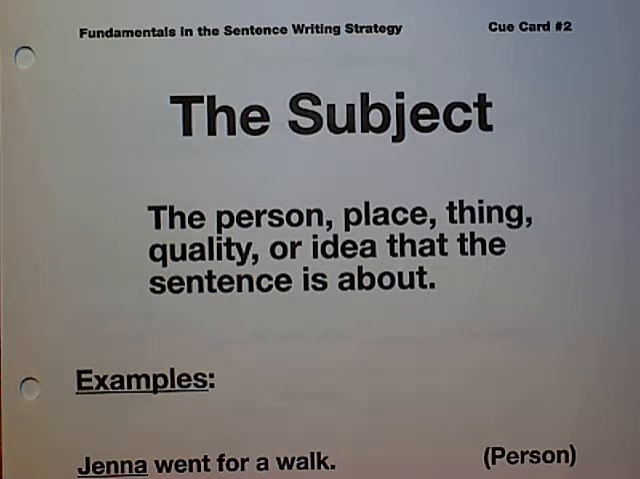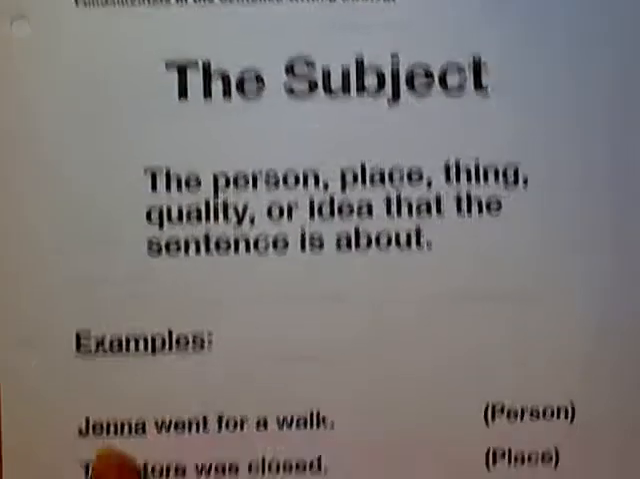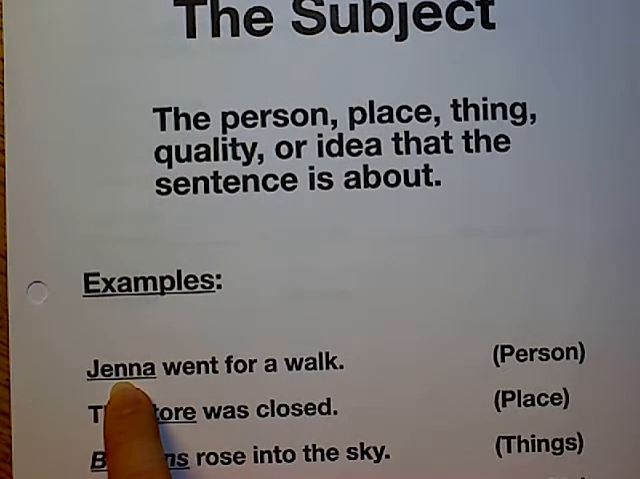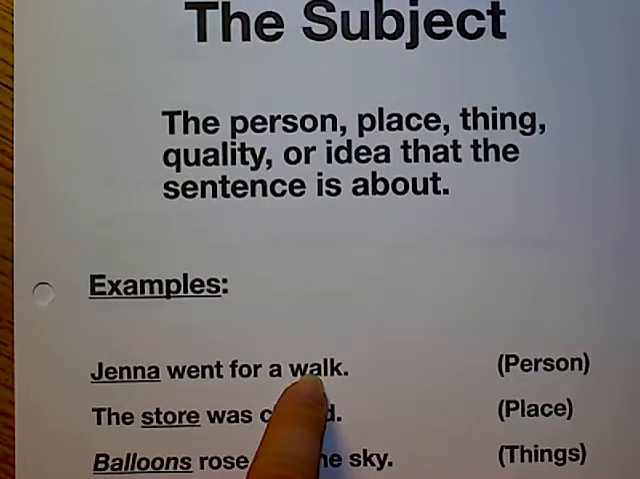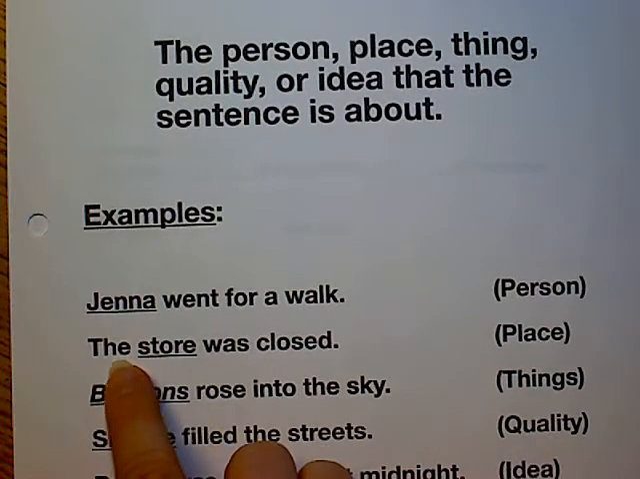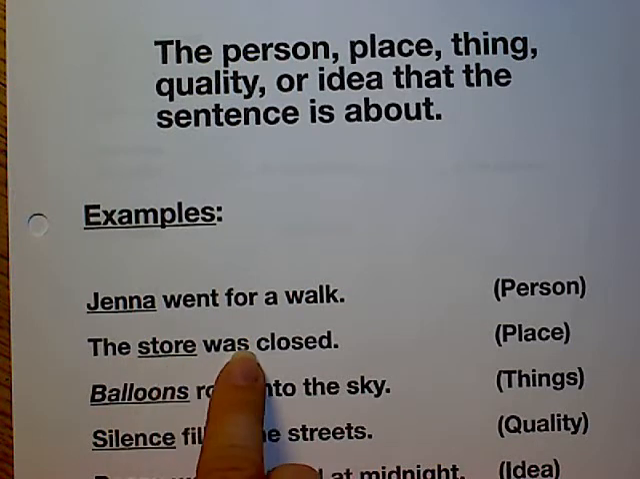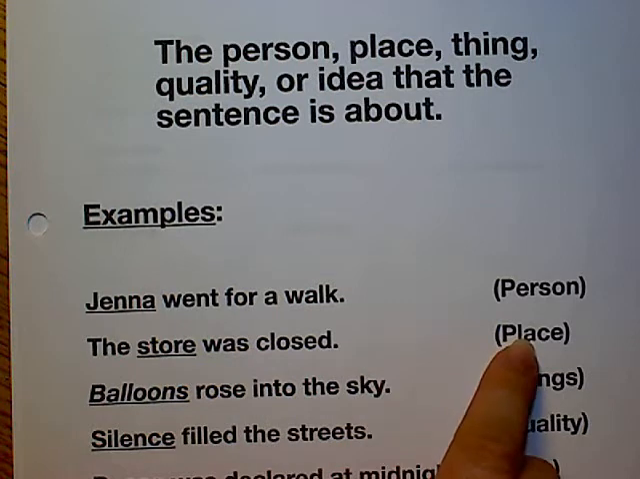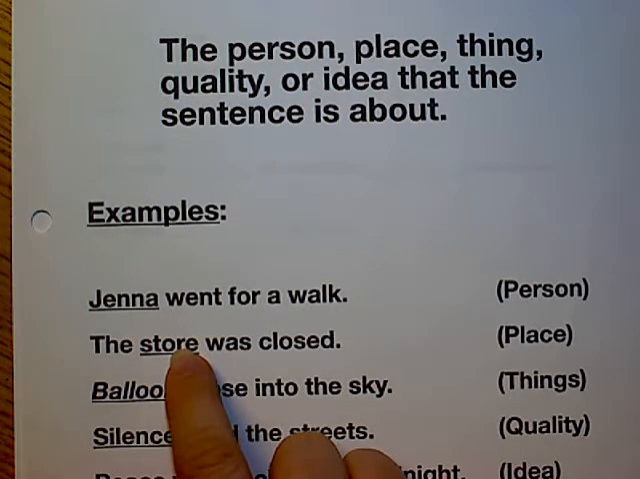Who can think of a word that represents a person? Well, your name would be a person. So, for example, on your notes it says Jenna. Jenna went for a walk. Jenna is a person. Then in your next example it says the store was closed. Well, the store is a place that you go to, so that can be a place. It could also be the name of an actual city, Gulf Breeze, Navarre, Pensacola. That is also a place.